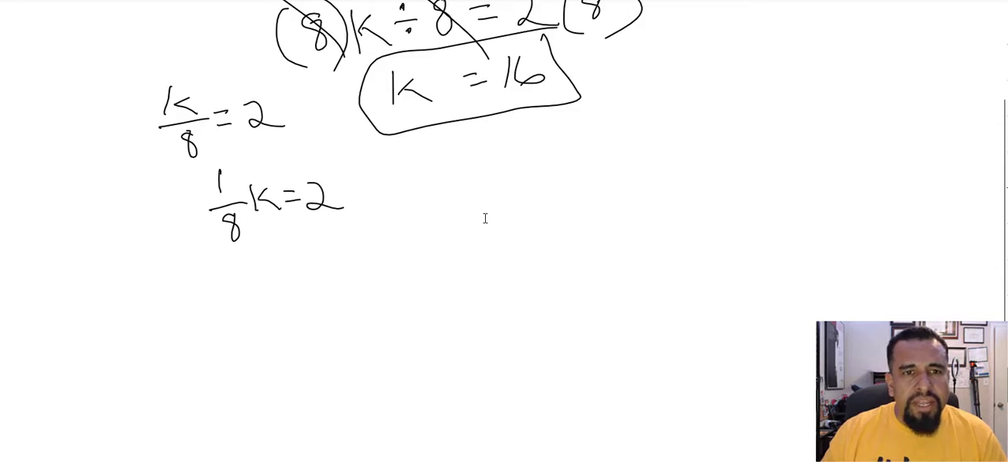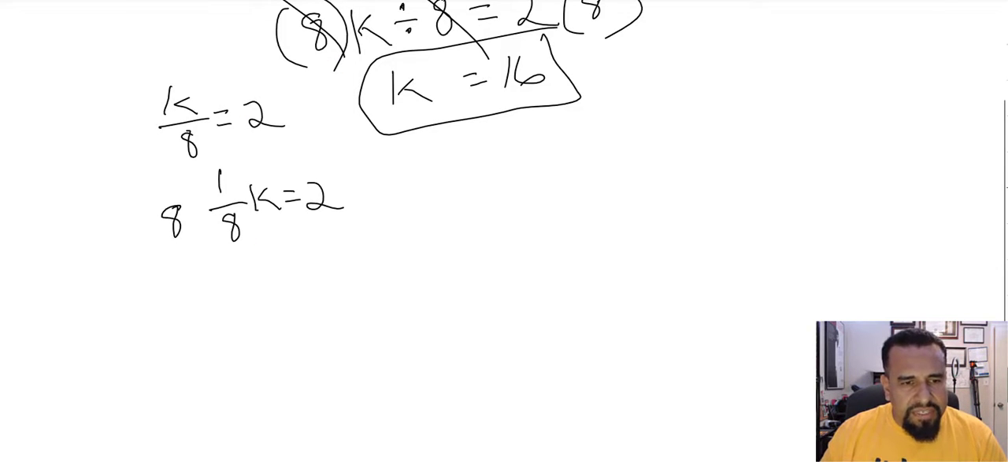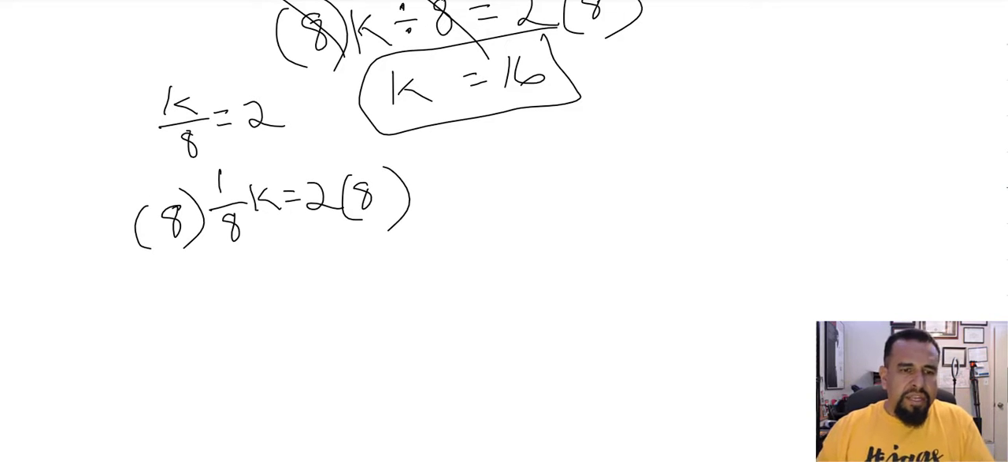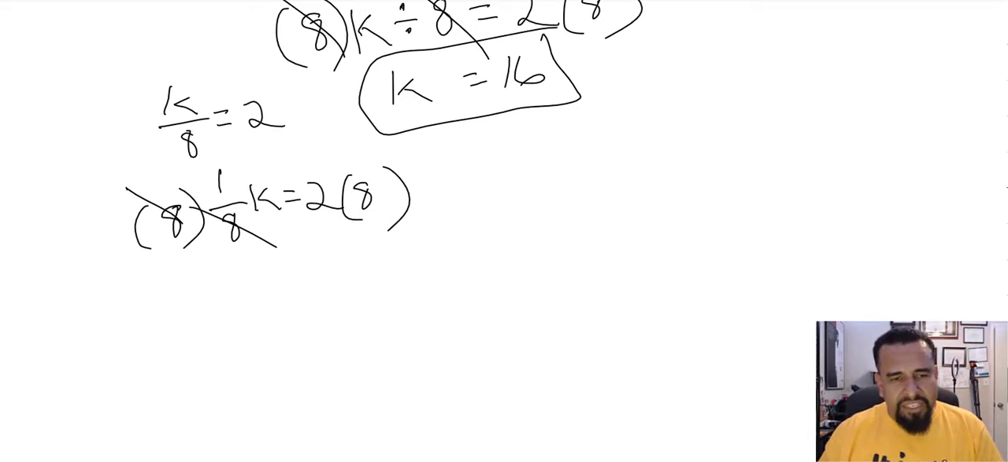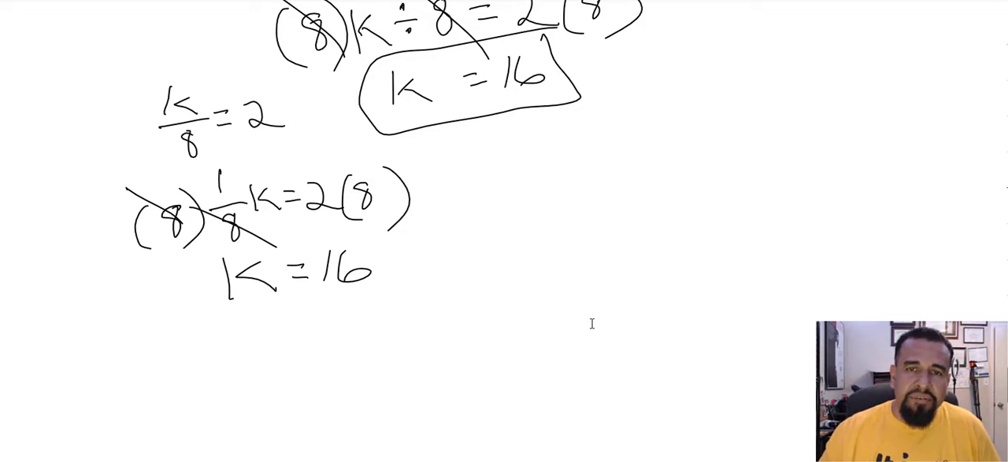Just like I did the first one, they're going to take the 8 and multiply it here, and you'll see them do this right here. So this 8 simplifies with that, again, not canceling, but creating a 1. 8 divided by 8 is 1. 1 times k is 1k. So k equals 2 times 8. 2 times 8 is 16. Same exact answer because it's the same exact value.